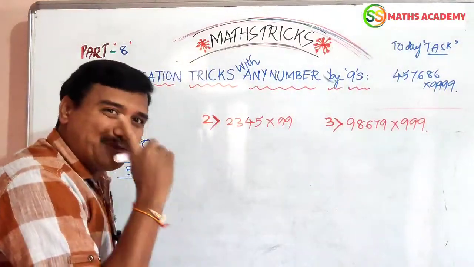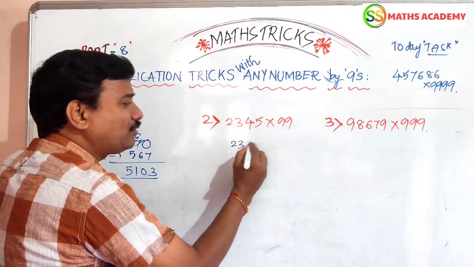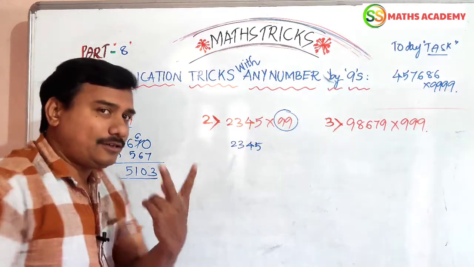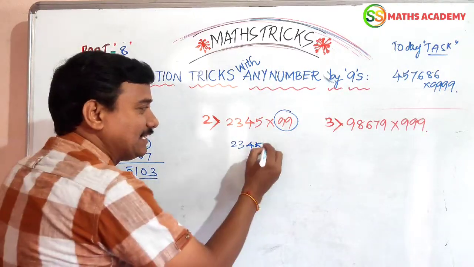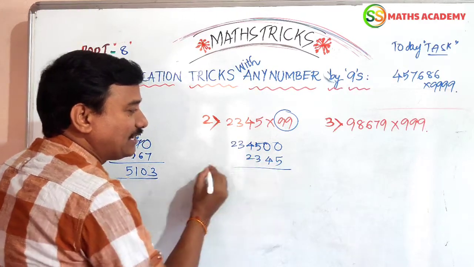Now let us see one more good example. 2345 multiplied with 99. Yes, simple. 2 3 4 5, right? How many 9s are there? 2 nines. You write 2 zeros here. Now the same number you can take down and do subtraction.